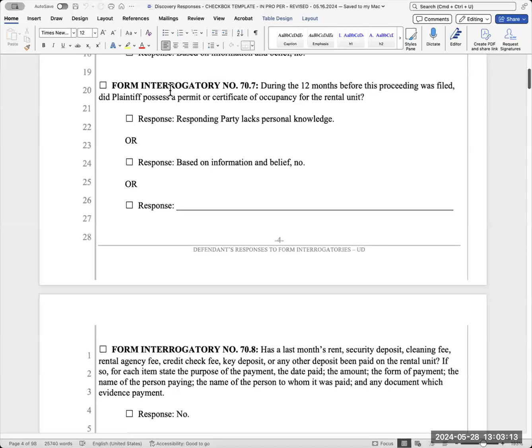But this question is basically asking, did the plaintiff possess a permit or certificate? And you're either going to say you don't know, or that for a fact they did not post it, that they don't have it, or some other response here. You're always going to put the response that is the most accurate and truthful for you. These are just suggested responses.